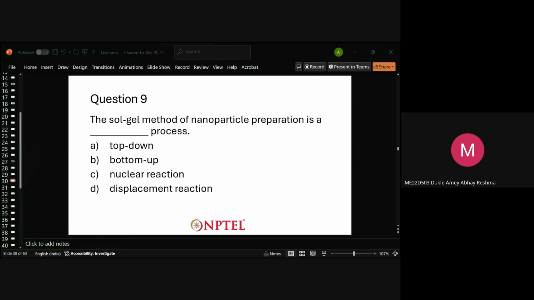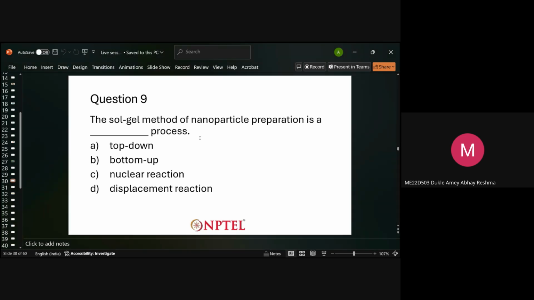So we'll move to question number 9. The sol-gel method of nanoparticle preparation is a dash process: top down, bottom up, a nuclear reaction, displacement reaction. There are two types of fabrication processes for nanoparticles. One is where you build up from the atom. You take atoms and allow them to bind together, and you get the final nanoparticle.